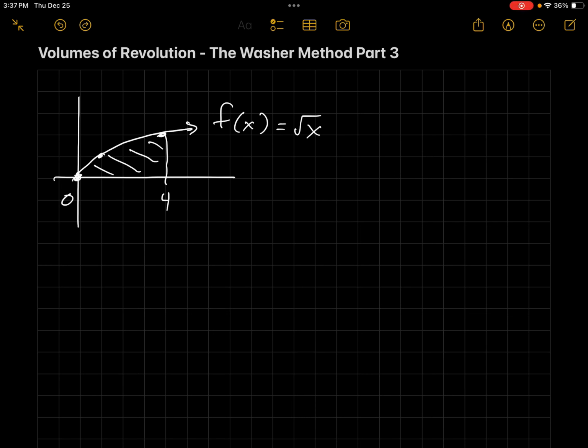Volumes of Revolution, the Washer Method, Part 3. In the previous two videos, we took this region, bounded above by f of x equals root x, below by the x-axis, on the interval 0 to 4. We've revolved this about horizontal lines. In this video, we're going to revolve that region about vertical lines, starting with the vertical line x equals 4.